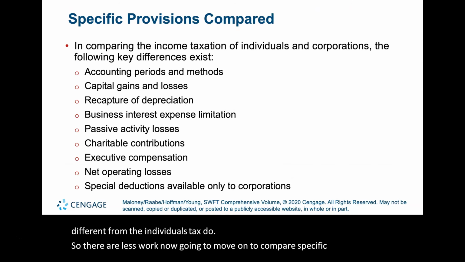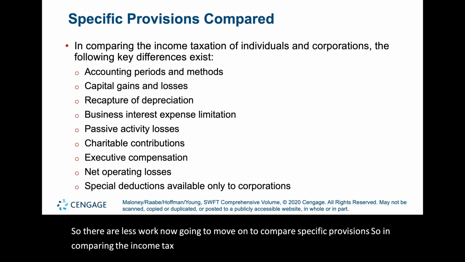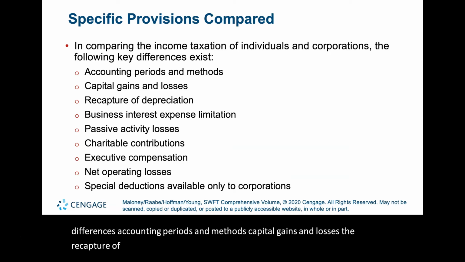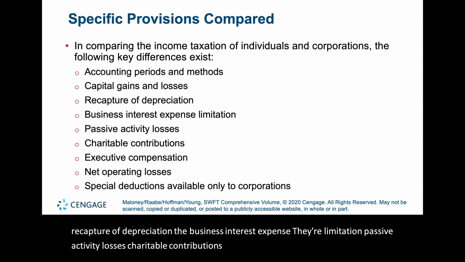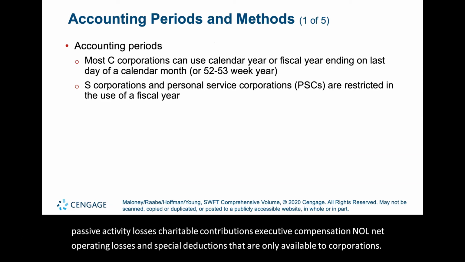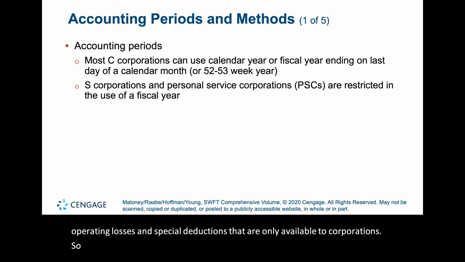So in comparing the income tax of individuals and corporations, we have several key differences: accounting periods and methods, capital gains and losses, the recapture of depreciation, the business interest expense limitation, passive activity losses, charitable contributions, executive compensation, NOLs, net operating losses, and special deductions that are only available to corporations. So let's start with the accounting periods and methods.